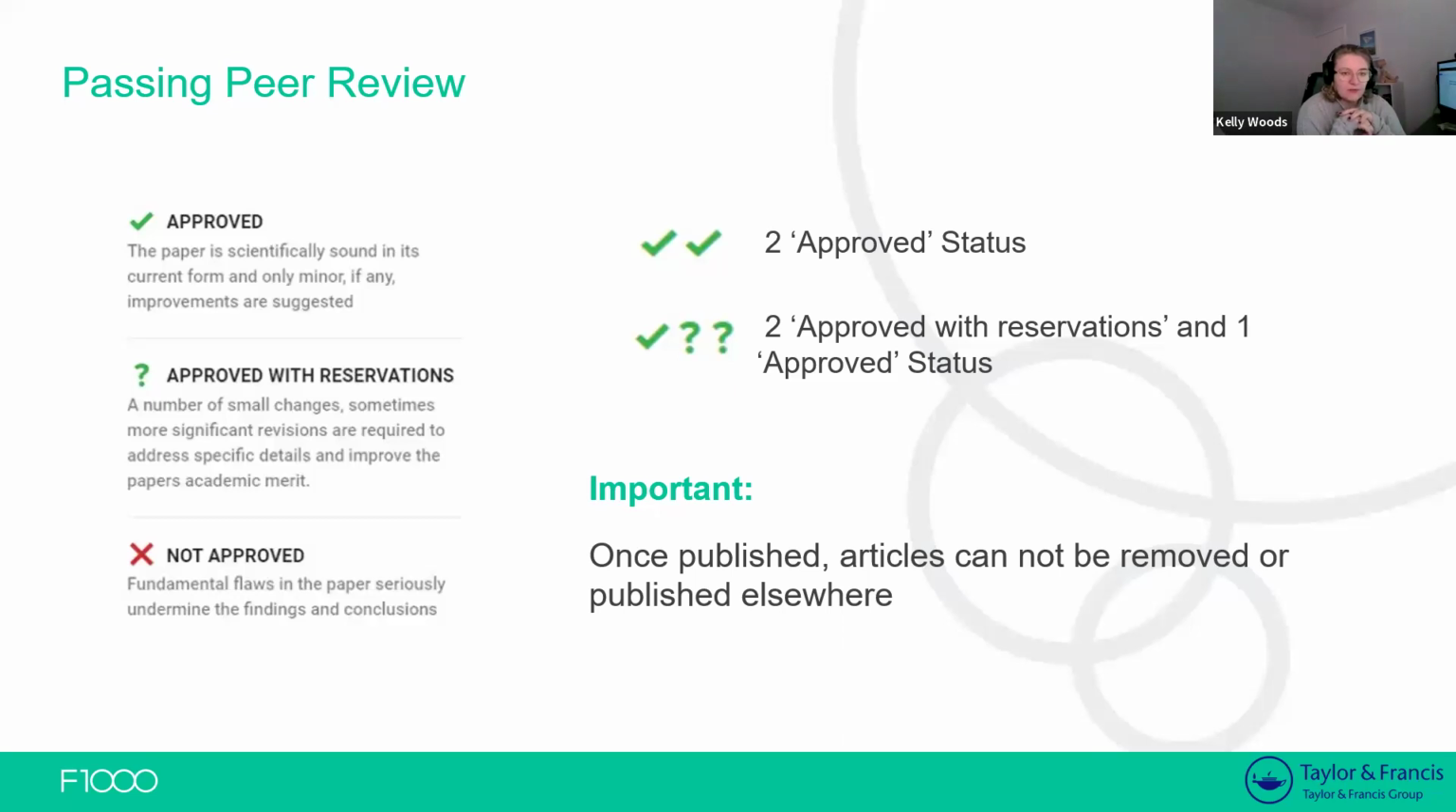In order for your paper to be considered past peer review, we've set a threshold of it needing to receive either 2 approved status reviews or 1 approved status and 2 approved with reservations status. So we do allow for some disagreement between the reviewers and some flexibility. That's why we offer the 2 different thresholds for having passed peer review. But once you have reached that threshold, your paper would then be sent to the various indexes of our platforms.